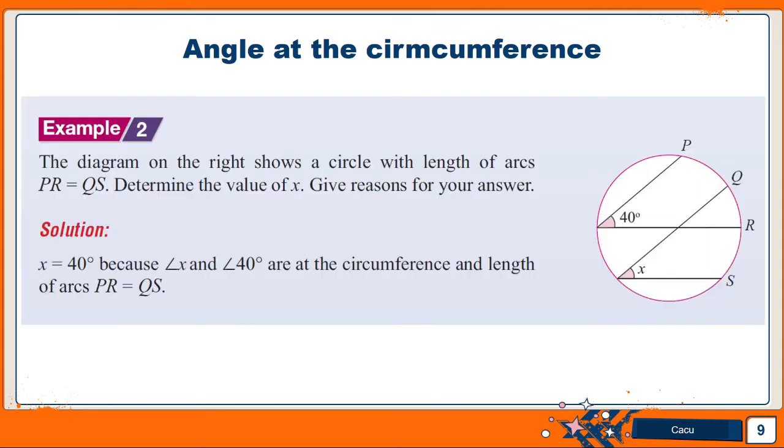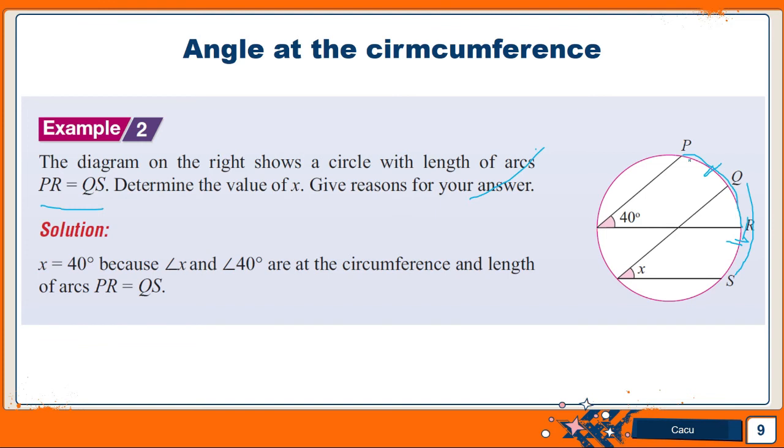Now we look at the second example here. The diagram on the right shows a circle with length of arc PR equal to QS. Okay, PR equal to QS, meaning that on the circle here, we can see PR is equal to QS. Can you see? P to R is equal to Q to S. Determine the value of X and give reason for your answer.